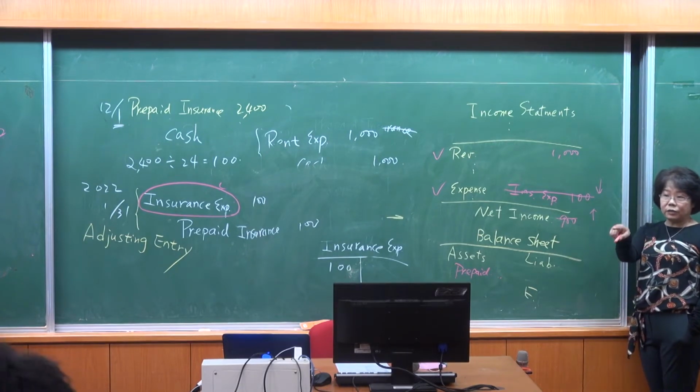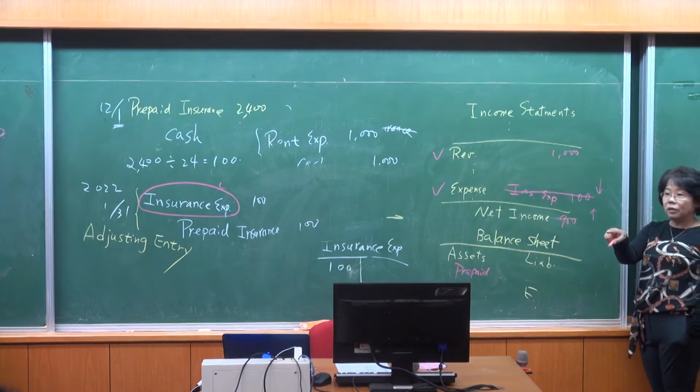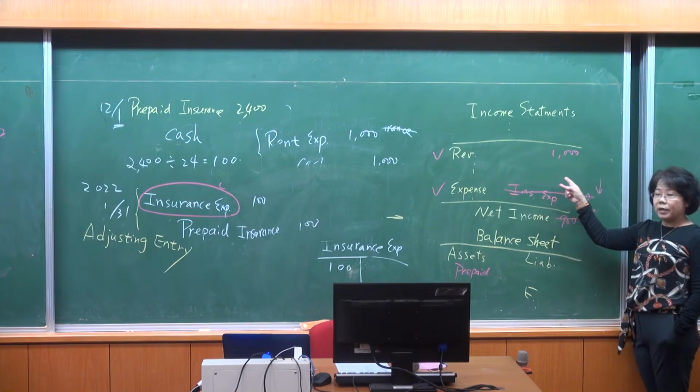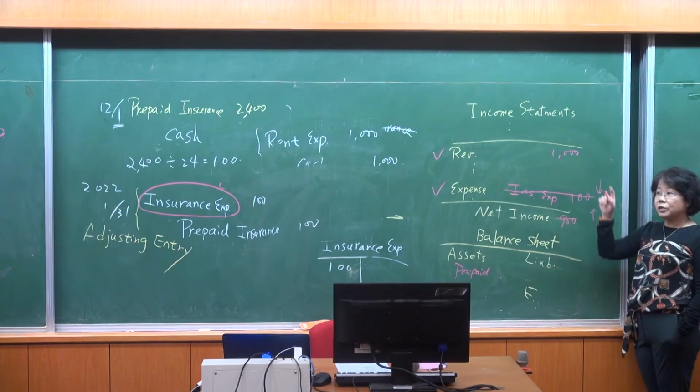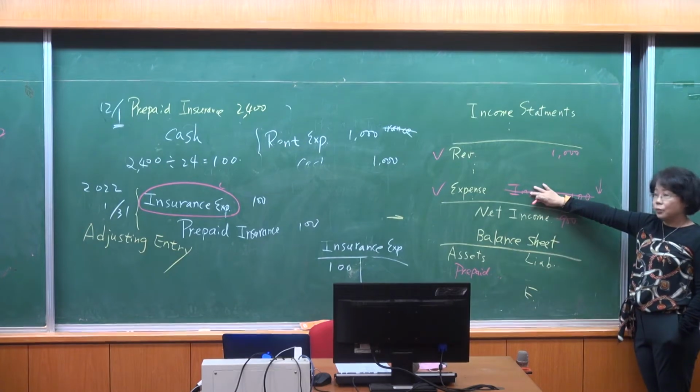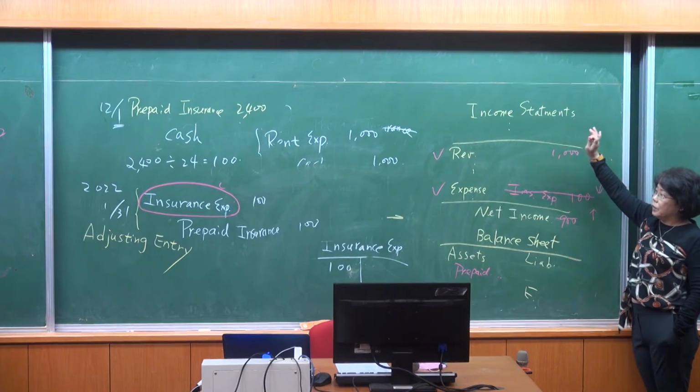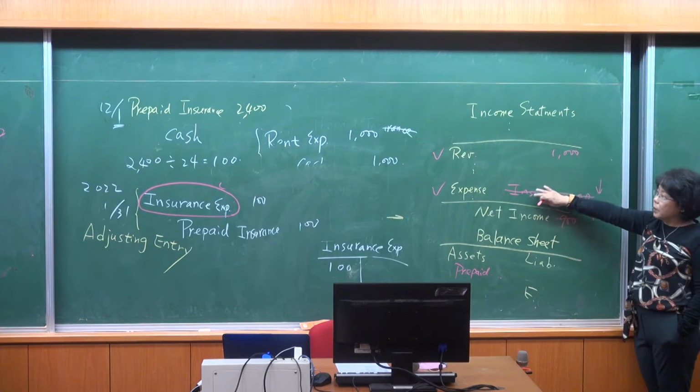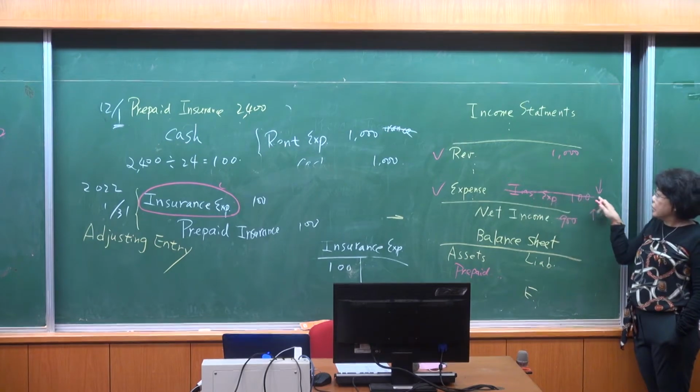Okay, I didn't follow. You can continue to write it down. Okay, if you do not do the adjusting entry, forgot to put an insurance expense here for income statement purpose, then your expense will be understated.